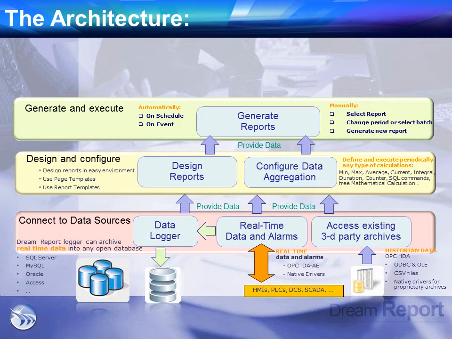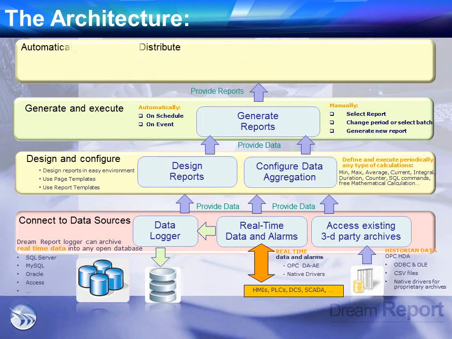When the project is ready, you load your reporting project in Dream Report Runtime Agent, and it executes all tasks and generates reports. Reports can be generated on schedule, which means the user can define a generation schedule for every separate report, either daily, weekly, monthly, or yearly. Reports can be generated on event. For example, if a report has to be generated automatically by the end of a batch, or when an important alarm occurs, this can be done. And of course, reports can be generated manually.